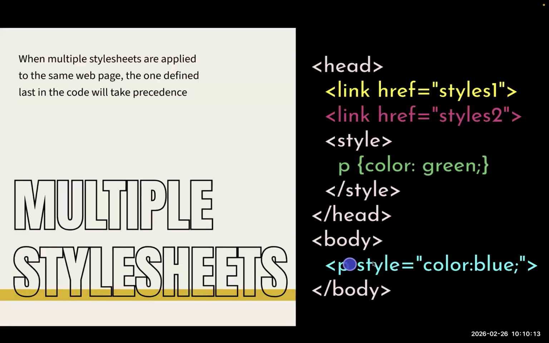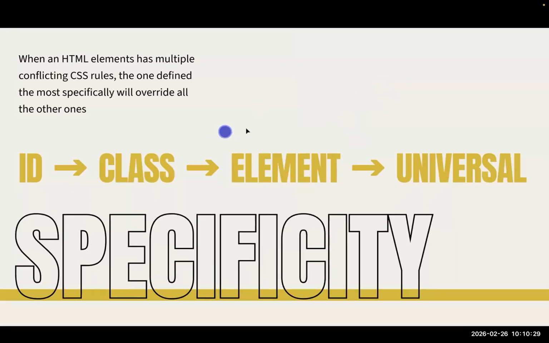So in this case, all of this paragraph is going to be blue. But if I have any other paragraph elements on this page, it's going to be green, because that's right here. So it gets a little complex. That's why I just do one document. I don't add my CSS code anywhere else. It just makes it a lot simpler.